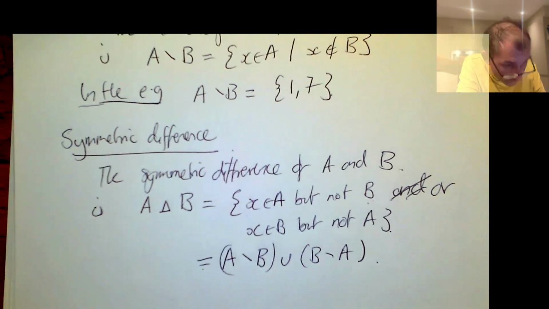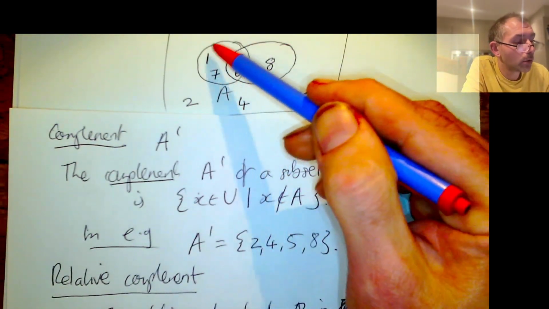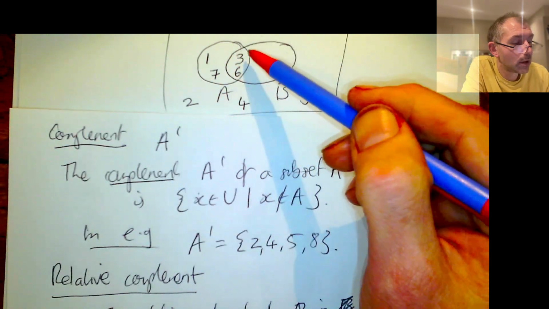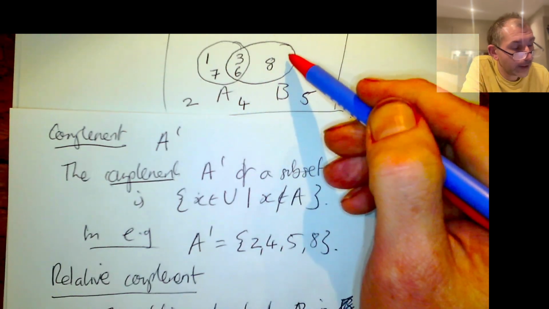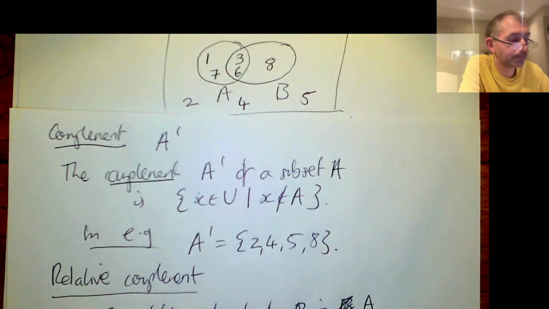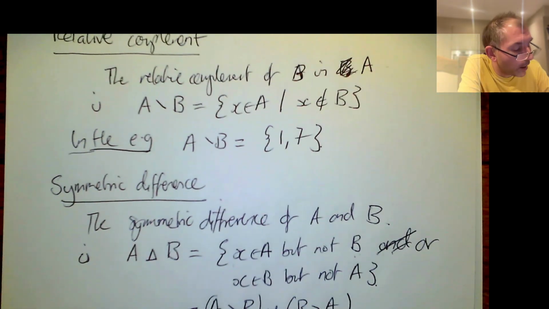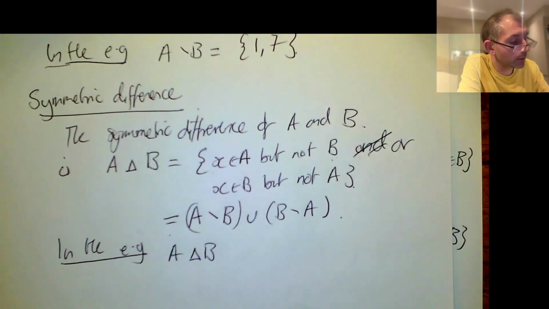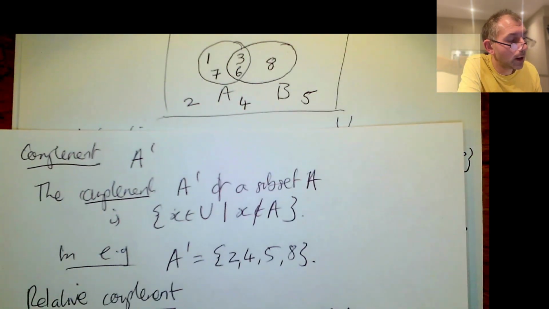Okay, let's just look at it in the picture. So here we want all the stuff that's in A but not B, so that's the 1 and the 7, and we want to add to it all the stuff that's in B but not A, and so that's the 8. So in the example, A symmetric difference B is going to be 1, 7, 8.